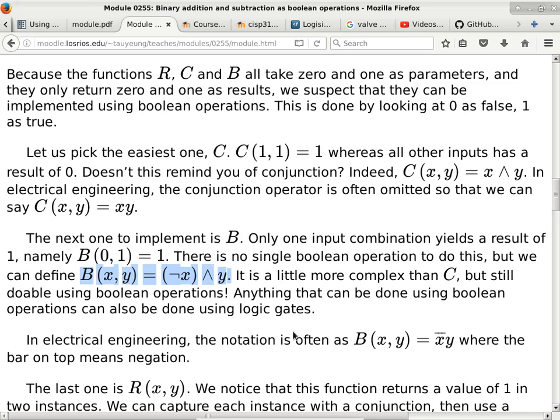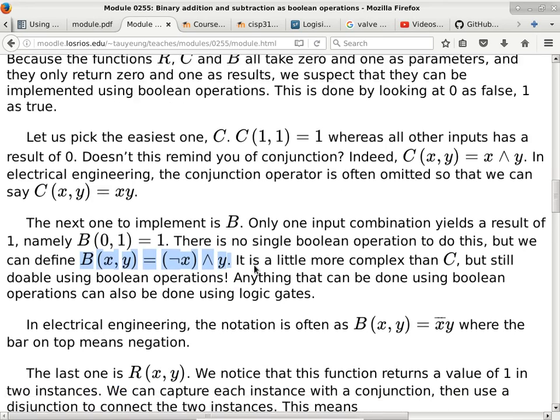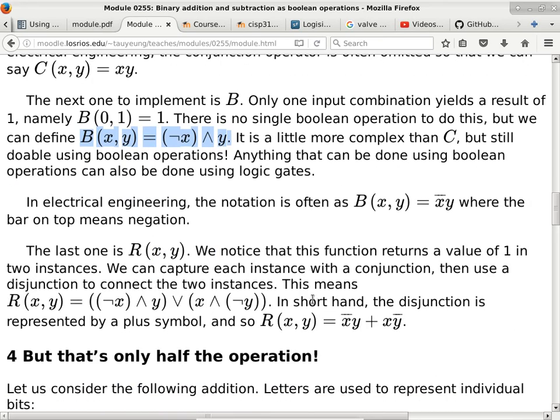What about the other one? What about the result? This one seems to be harder because we have 2 cases where the result is a 1 and 2 cases where the result is 0. When you look at the result, it is over here. It's a little bit longer, but still doable. What we do is we negate x and then conjunction with y, the whole thing, or x and the negation of y, the whole thing. That's how we can get the same results.